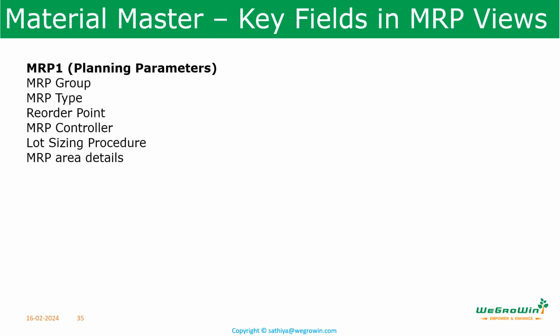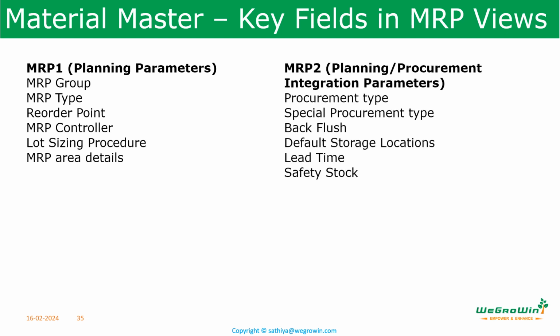For example, in MRP1, the planning parameters like MRP group, MRP type, reorder point, MRP controller, lot sizing procedure, MRP area details are maintained. In MRP2, the planning procurement integration parameters like procurement type, special procurement type, backflush, default storage location, lead times, that is procurement lead time, planned delivery lead time, in-house production time, GR processing time, those kind of things, and the safety stock.